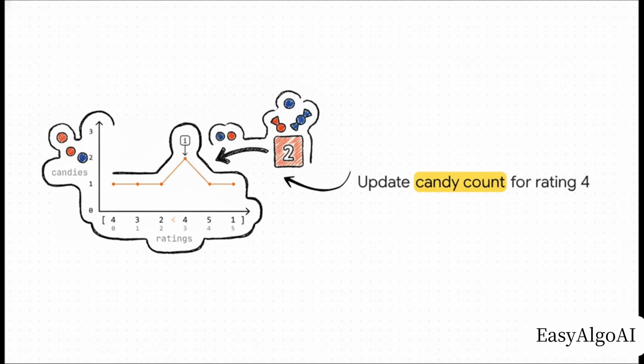We check the left neighbor. Is 4 greater than 2? Yes, it is. So we grab the left neighbor's candy count, which is just 1, and we add 1. This child now gets 2 candies.